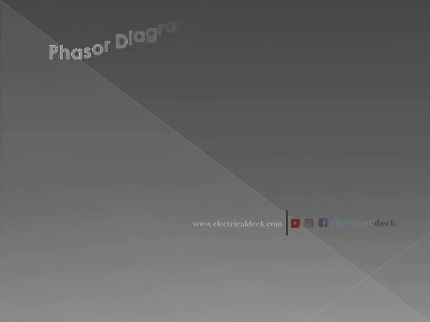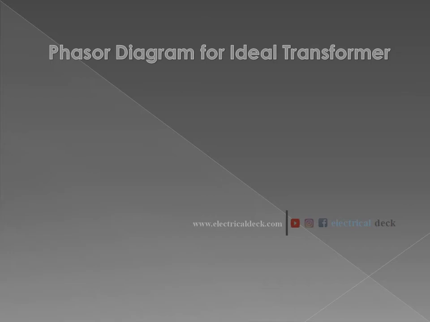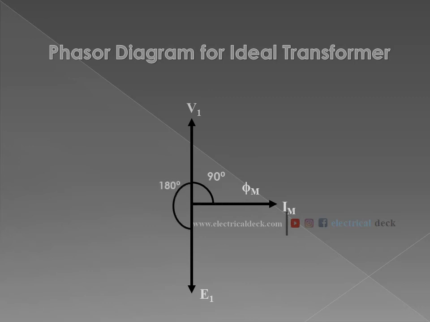Now, let us see the phasor diagram for an ideal transformer. Here, the supply voltage given is V1, and the primary winding current, Im, lags behind the supply voltage, V1, by 90 degrees. The magnetizing flux, phi m, also lies in phase with the magnetizing current, Im. The primary induced EMF, E1, is opposite to the supply voltage, that is, a 180-degree phase difference with the supply voltage. The secondary induced EMF, E2, lies in phase with the primary induced EMF, E1.